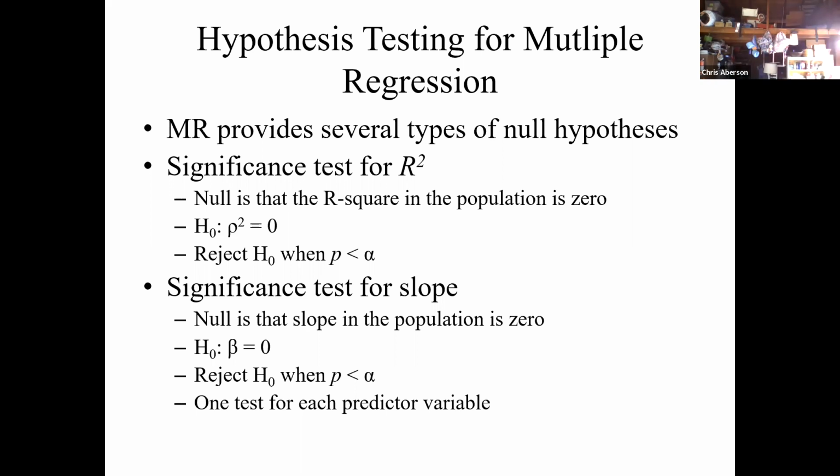The significance test for a slope. The null is that the population slope is equal to 0. That would be noted as beta is equal to 0. Again, no slope. We reject the null hypothesis when the probability is less than 0.005. For the R square value, we're going to have one test. For the coefficients, or the slopes, we're going to have one test for each predictor variable.